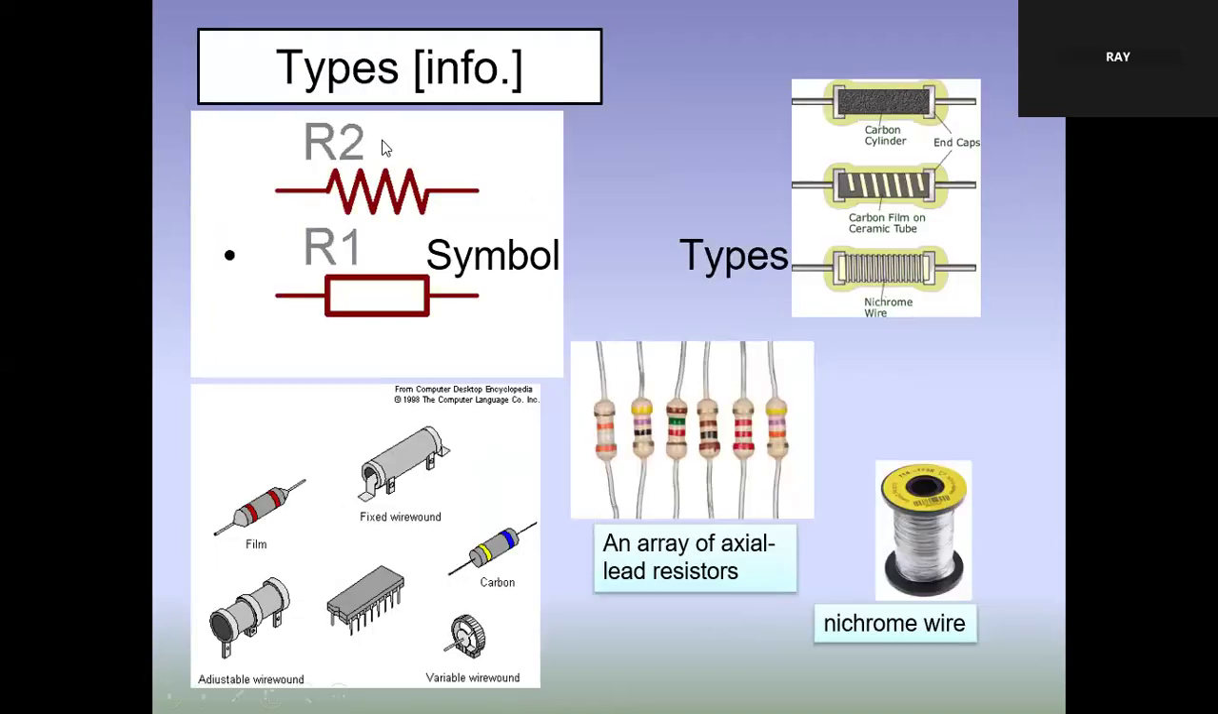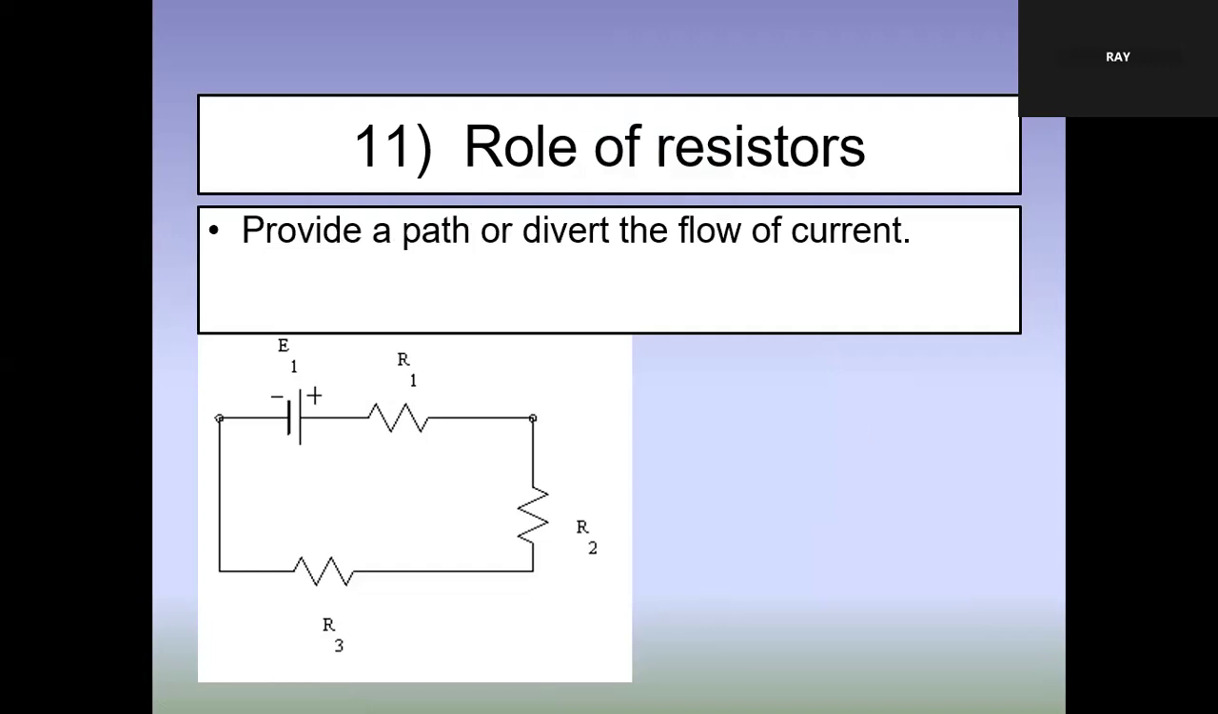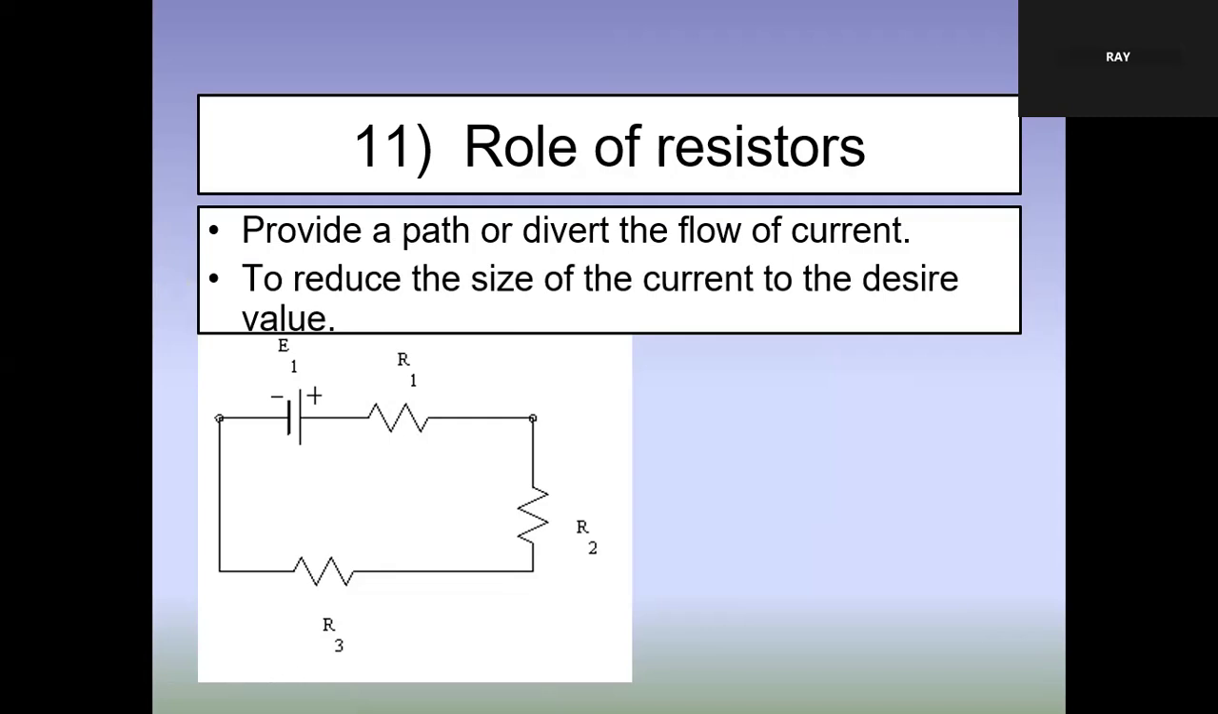These are the old symbol for resistor. This is the new one. They are different types of resistor, but in practical, you will encounter this one. Sometimes this type. For paper 3, usually you will use nichrome wire because it has a higher resistance. But this type of resistor is cheaper. Okay, a resistor provides a path or diverts the flow of current to reduce the size of current to the desired value. There's a resistor symbol.